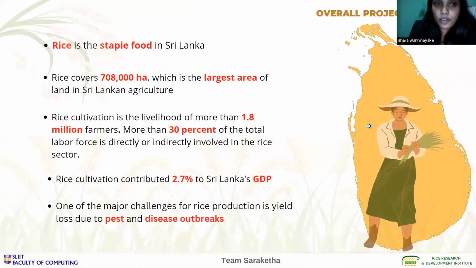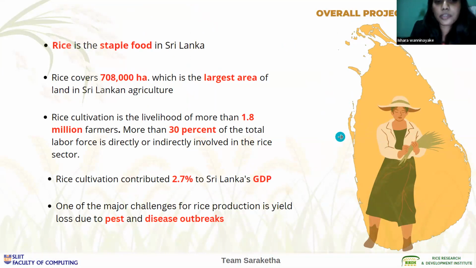When we talk about our project description, as everyone knows, rice is a staple food in Sri Lanka, and rice covers 708,000 hectares, which is the largest area of land in Sri Lankan agriculture. Rice cultivation is the livelihood of more than 1.8 million farmers. More than 30% of the total labor force is directly or indirectly involved in the rice sector. The important thing is rice cultivation contributed 2.7% of Sri Lanka's gross domestic product.